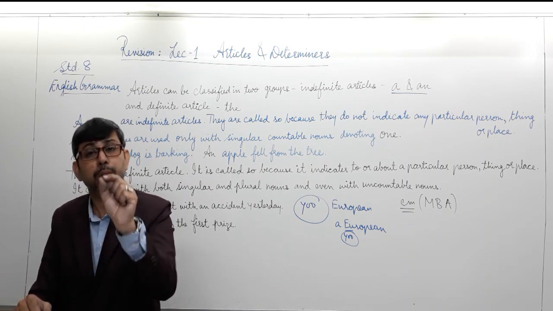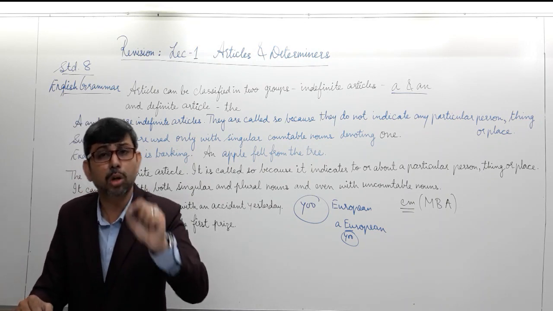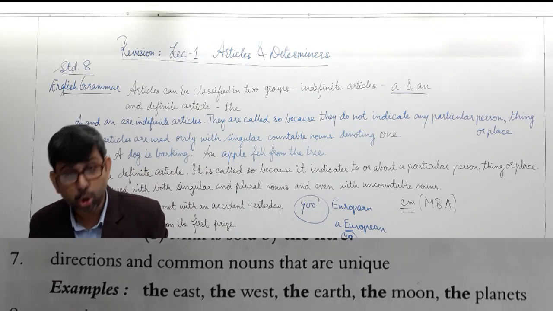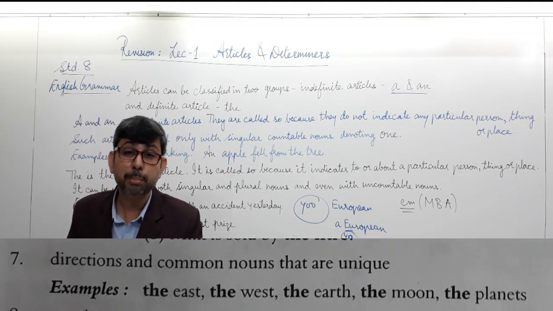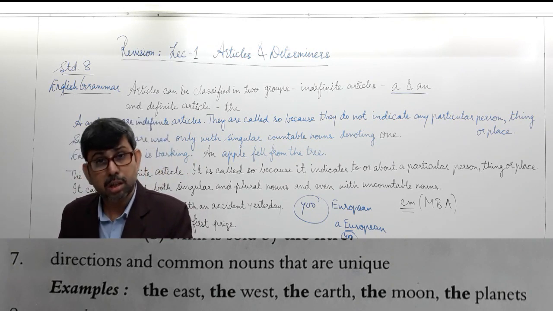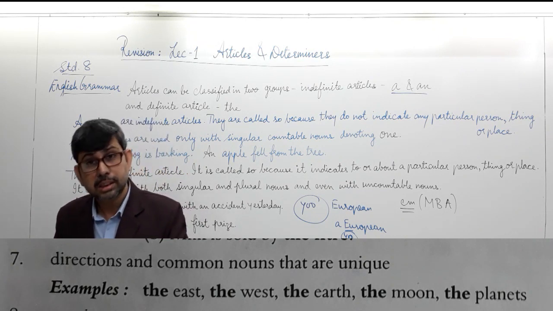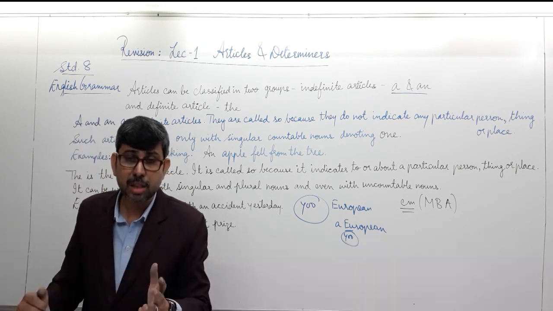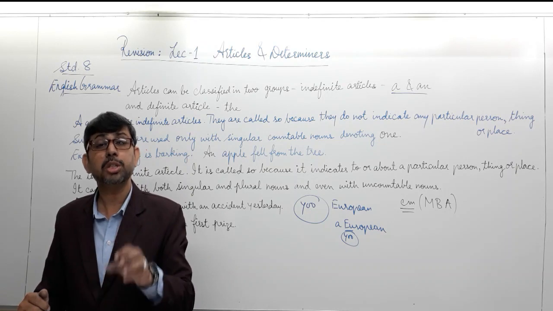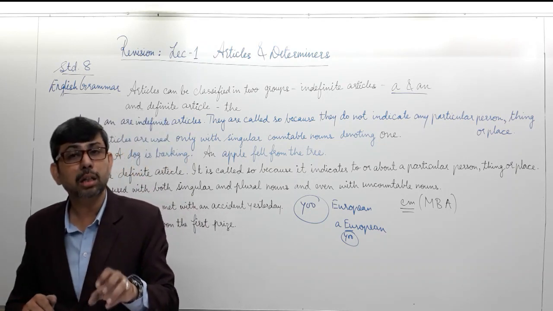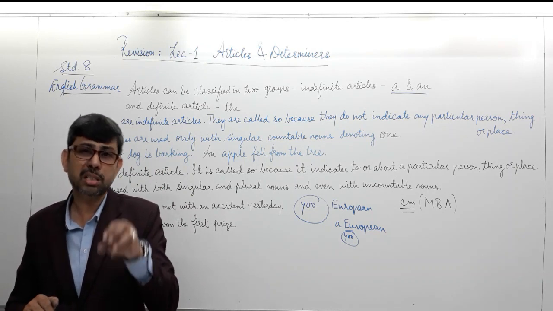Similarly, when you talk about unique things, something that is just one of its kind, there is no second of it, for example, the earth. You don't simply say earth, we say the earth. The earth revolves around the sun, the moon, the planets. So when you talk about such particular things, unique things, we make use of the article the before these nouns.